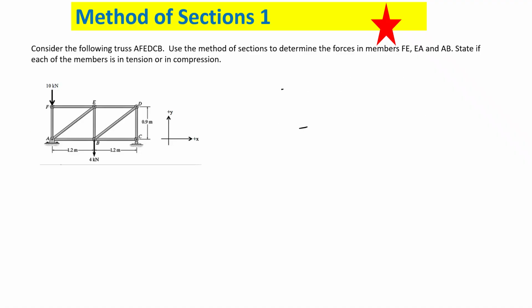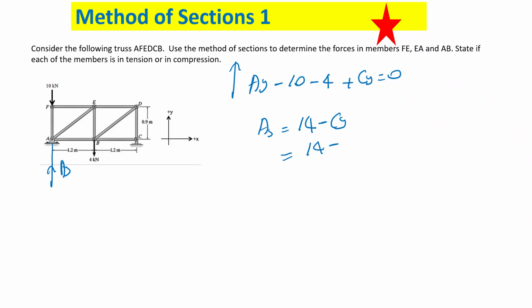So AY is this one, right? When you consider all the forces in the y direction, you have AY minus 10 minus 4 plus CY is equal to 0. So AY is 14 minus CY, which is 14 minus 2, which is 12. Is that right?